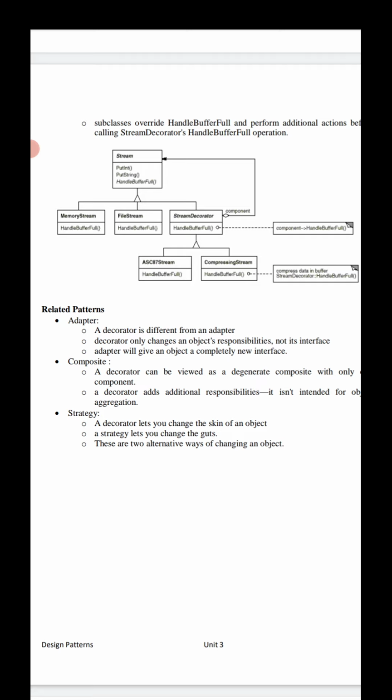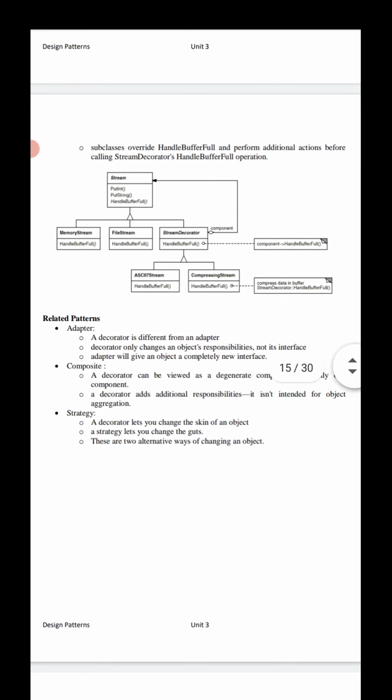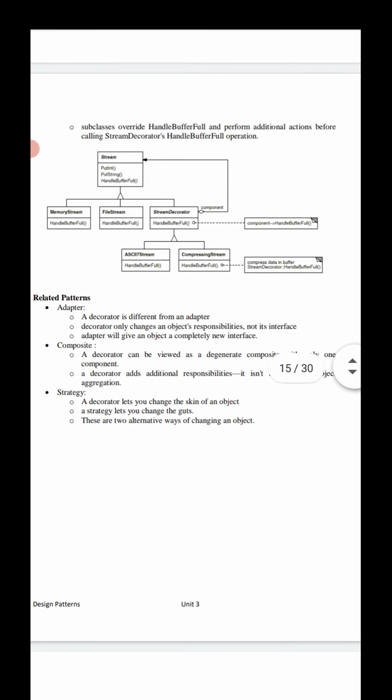And one more related pattern to the decorator design pattern is the composite design pattern. Composite means we compose objects to represent tree structures as a part-whole hierarchy. A decorator can also be viewed as a degenerate composite with only one component. Listen carefully. A decorator can be visualized as a degenerate composite class with only one component.